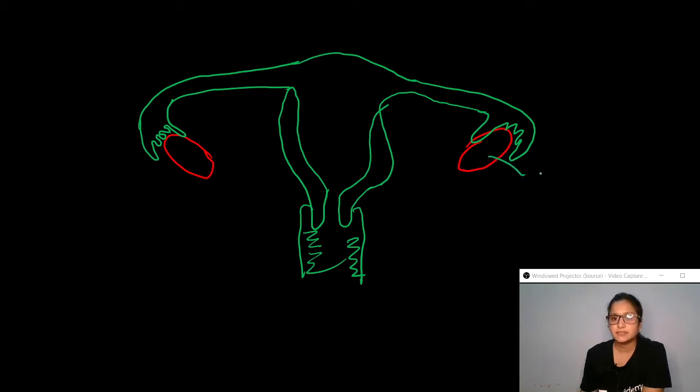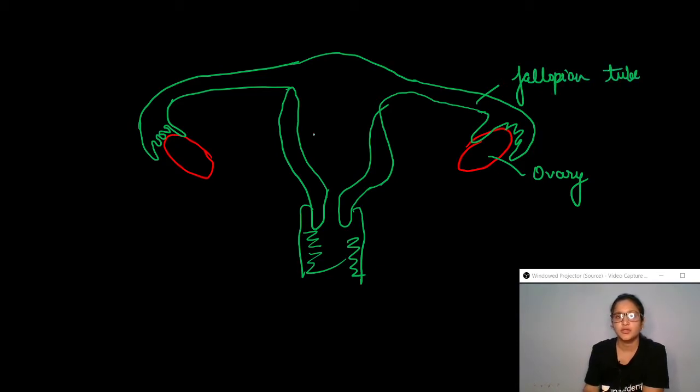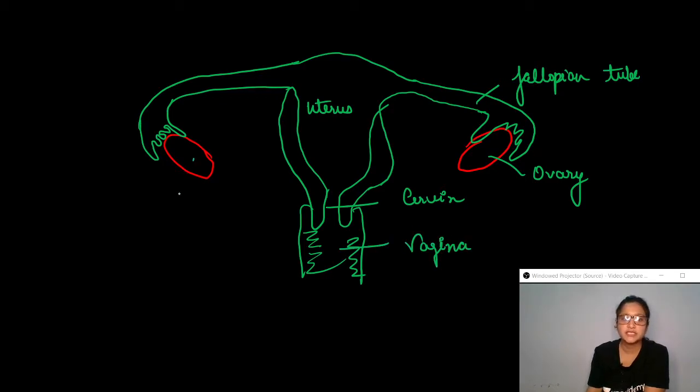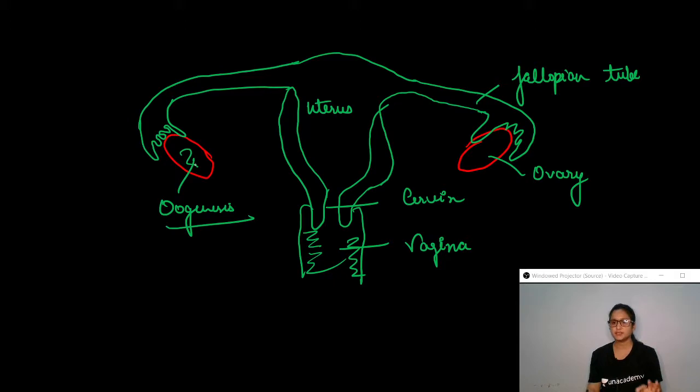Let us write down: ovary, this is fallopian tube, uterus. This is the cervix area, which is also called the birth canal, and this is the vagina. So the oogenesis process occurs in the ovaries. Here in the ovaries, oogenesis takes place.